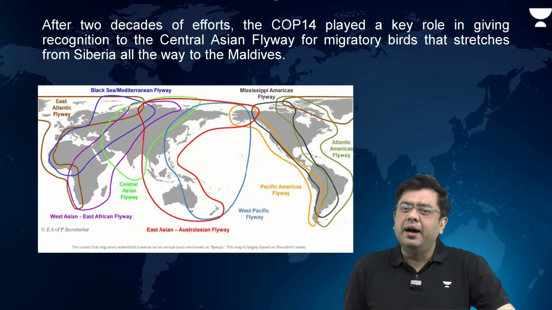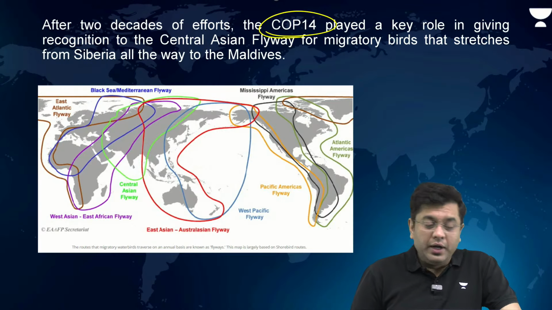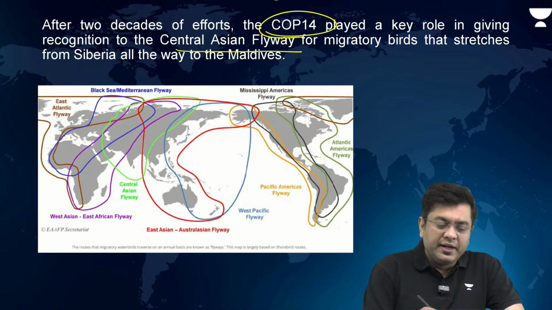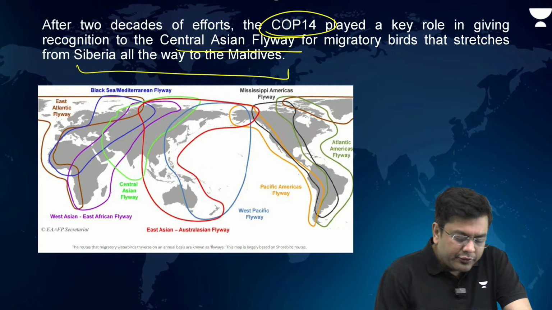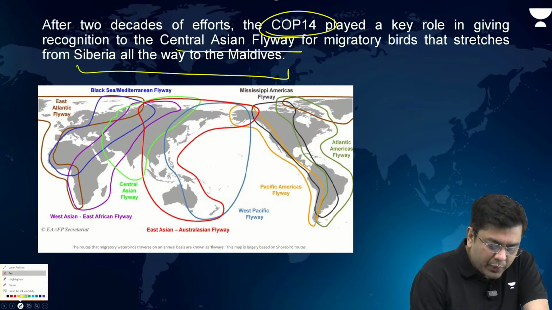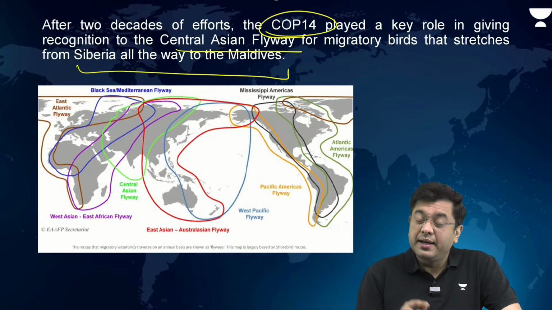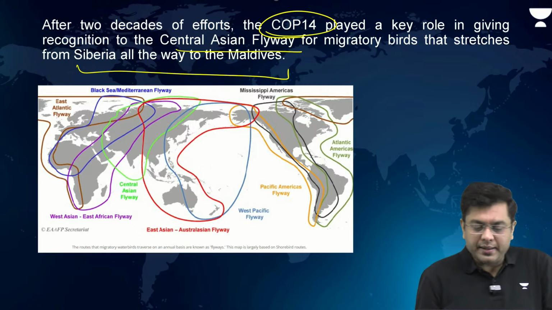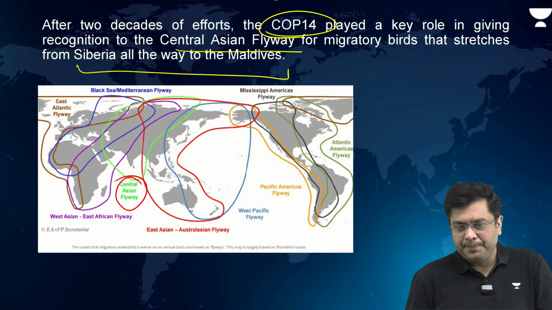Now, along with that, if you take a look at the flyways, the Conference of the Parties played a key role in giving recognition to the Central Asian flyway for migratory birds that stretches from Siberia all the way to the region of Maldives. If you take a look at the major flyways, you have to keep them in mind, right? That can be listed in a multiple choice question, asking which of these are flyways. So accordingly, you have to keep in mind. Here, first of all, this is the Central Asian flyway, which becomes important, right?